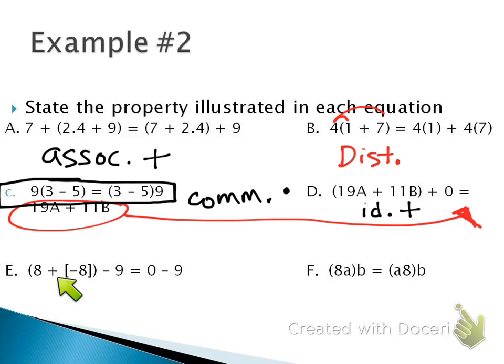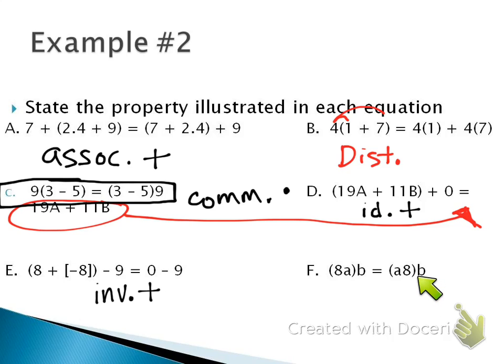All right, on E, it looks like they added 8 and negative 8, and then when they rewrote it, they replaced it with a 0. It is the same thing. Inverse. But why is it the same thing? Good, it's the inverse property. And it's an addition.